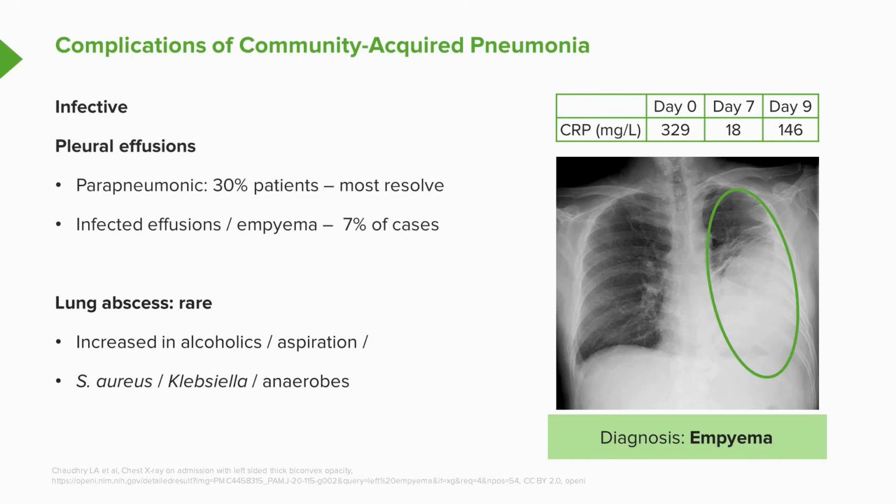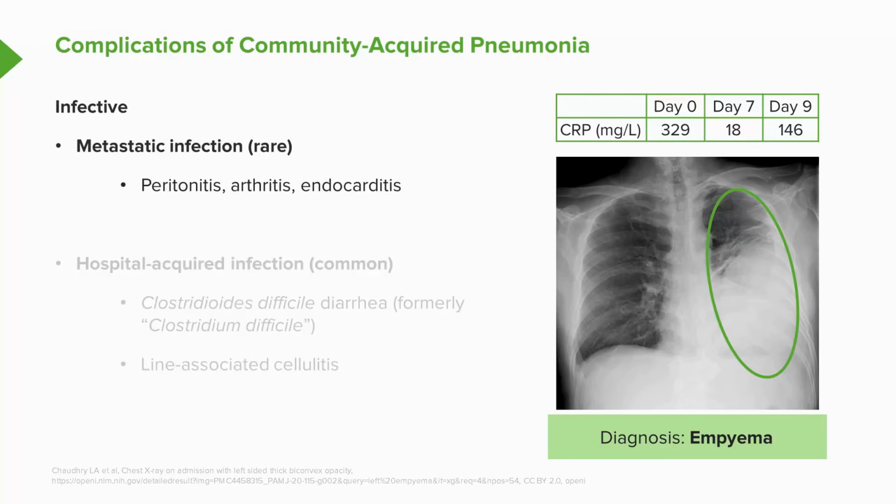Other infected complications are actually pretty rare, but you can get lung abscesses, and these are more likely in alcoholics or those who've aspirated, and is actually more likely with certain bacteria, Staphylococcus aureus, Klebsiella, and anaerobes. You can also get spread of infection from the lung to other parts of the body. This is pretty rare, but occasionally you get peritonitis, and infective arthritis, endocarditis as a complication of pneumonia.